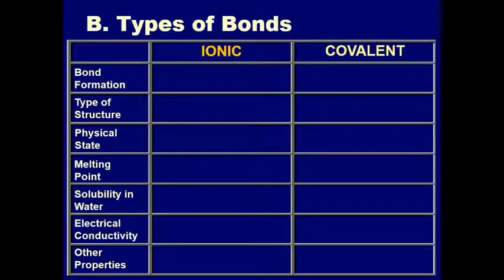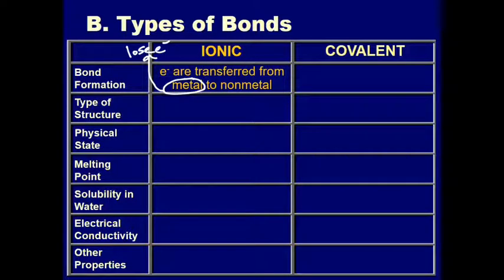Starting off, ionic bonds. The bond formation for an ionic bond: electrons are transferred from metal to nonmetal. So as I go through this, I'll make a few notes just as refreshers from the previous couple of chapters. We have talked about metals. Metals want to lose electrons. They form our cations. And then nonmetals typically like to gain electrons to form our anions. So when it says electrons are transferred, metals want to lose, nonmetals want to gain.